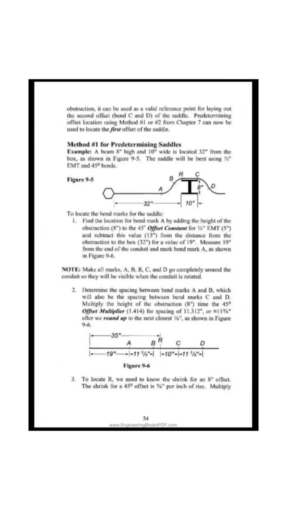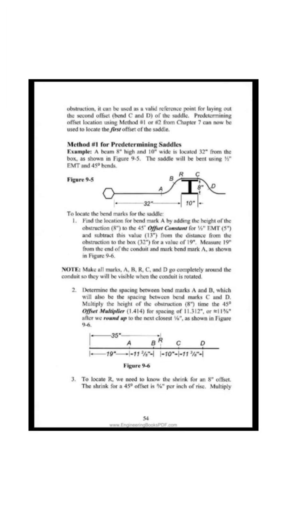2. Determine the spacing between bend marks A and B, which will also be the spacing between bend marks C and D. Multiply the height of the obstruction, 8 inches, times the 45 degree offset multiplier, 1.414, for a spacing of 11.312, or 11 3/8 after we round up to the next closest, as shown in figure 9-6.